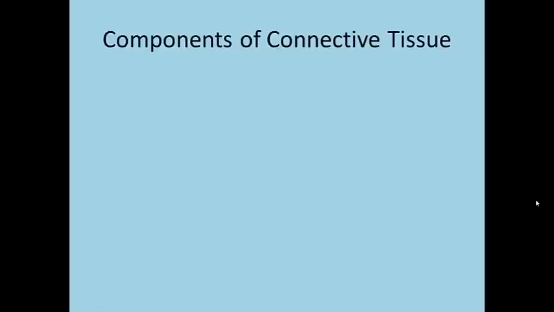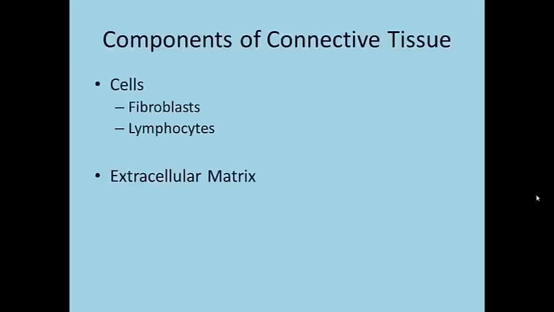Now, connective tissue is made up of cells as well as extracellular matrix. The cells we see in connective tissue are going to be fibroblasts as well as lymphocytes. The fibroblasts live in the connective tissue. They're specifically part of that connective tissue. Lymphocytes are white blood cells that are commonly found in connective tissue, but may be found in other places in the body as well.